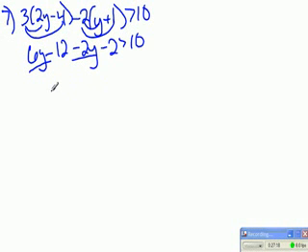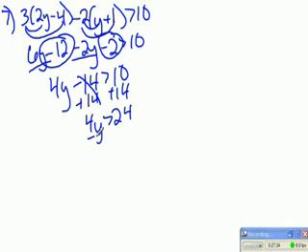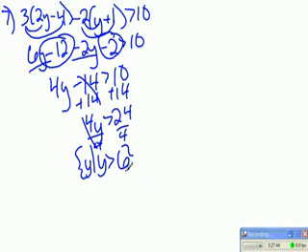Put my like terms together. 6y and negative 2y is 4y. Negative 12 and negative 2 is negative 14. Add 14 to both sides. 4y is greater than 24. Divide by 4. And y is greater than 6. Put it in set builder notation. And then we have to check our answers.